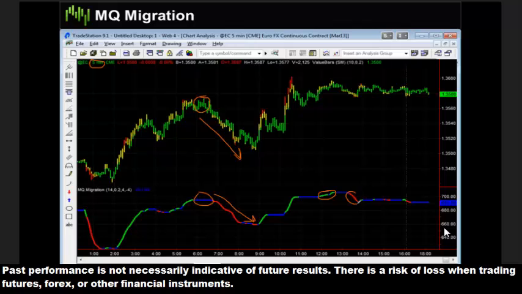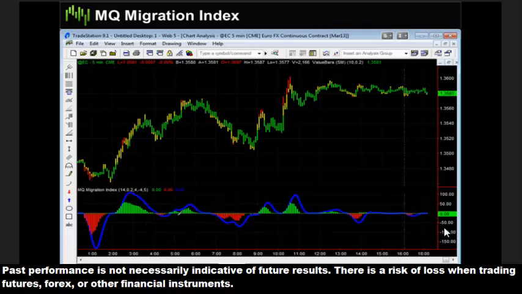Sometimes the downward migration, a lack of further upward migration, could be a clue that you might be rolling over a little bit, or that type of thing. So there's a lot of little clues here you can see in this indicator, but it's one you have to study a little bit to figure out how you're going to use it.